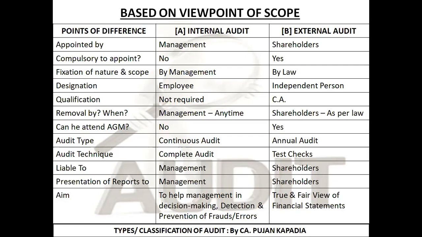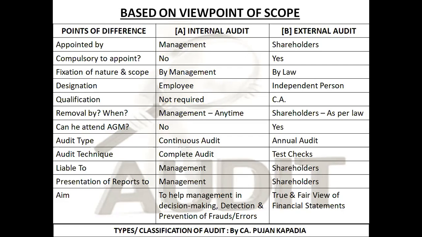Who is going to decide what the external auditor is supposed to do? The answer is, it is determined by the law. So what is written in the law? The external auditor is supposed to carry out his work on the basis of what is given in that particular law. For example, if the auditor is appointed under the Companies Act 2013, then he has to follow all the rules and provisions mentioned under the Companies Act 2013.